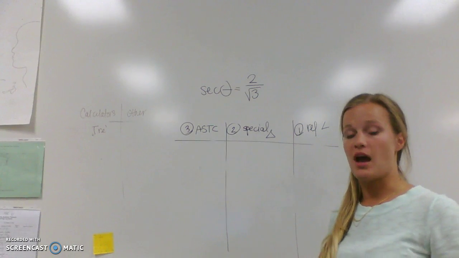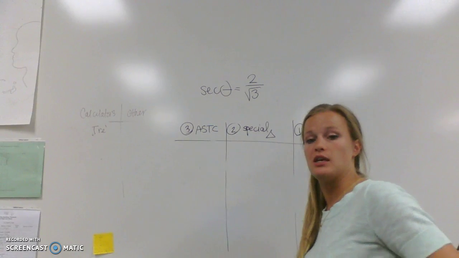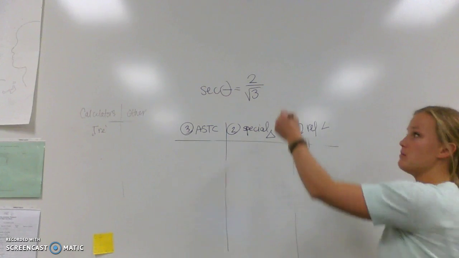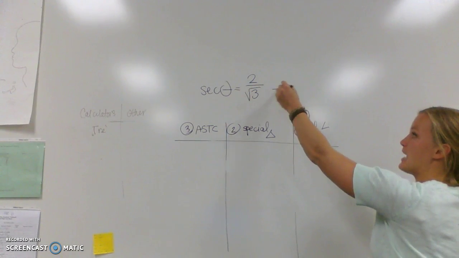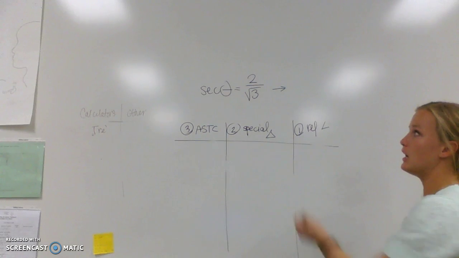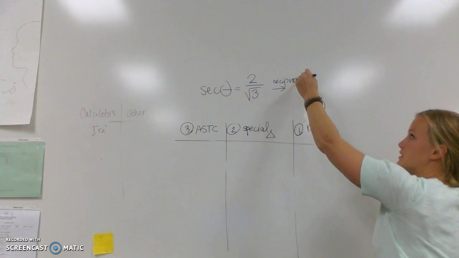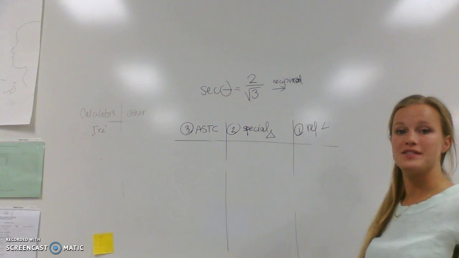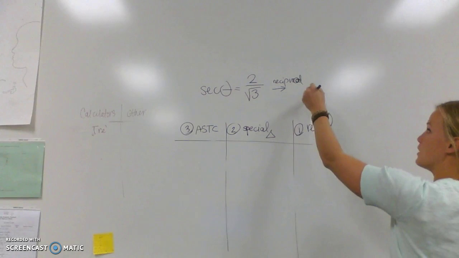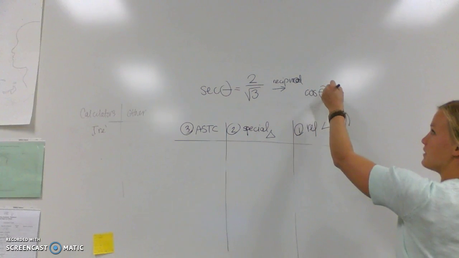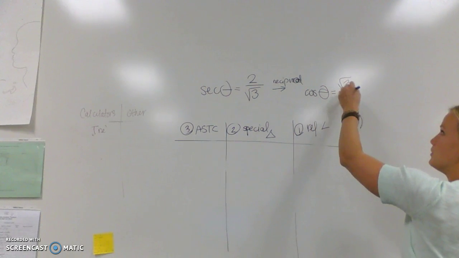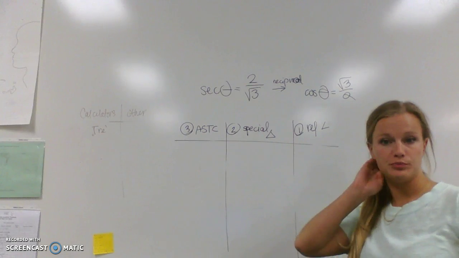I personally am not a huge fan of secant, cosecant, and cotangent, so I'm going to immediately write this as its reciprocal, which is the reciprocal of secant is cosine. So I know that I'm looking for where the cosine of theta is equal to radical 3 over 2.